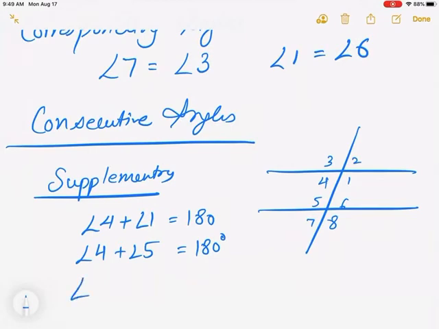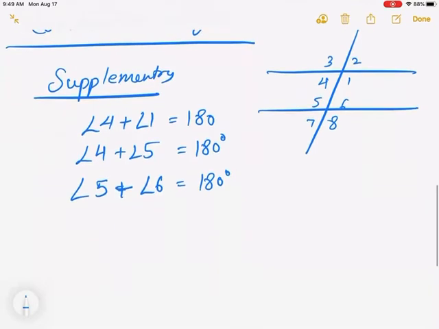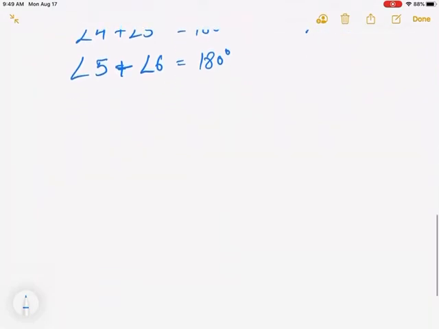And 5, 6. So again, there are multiple options here. So angle 5 plus angle 6 would also be 180. As long as those angles are next to each other, those will always be supplementary. So these 4 types of angles you needed to know first. Now let me show you an example and then we'll move on to our next part.